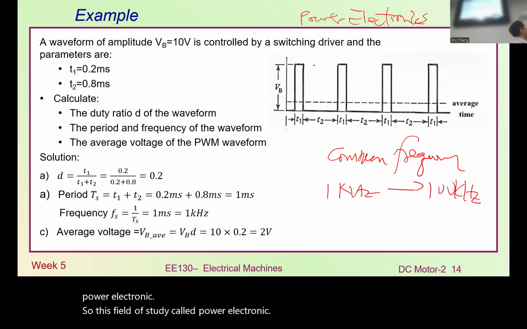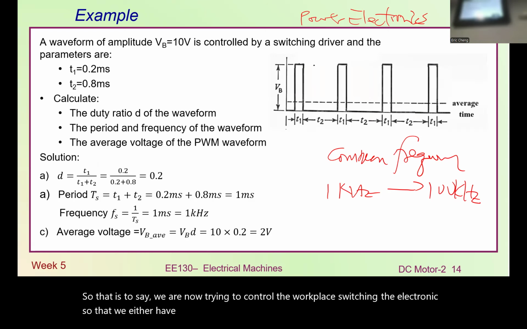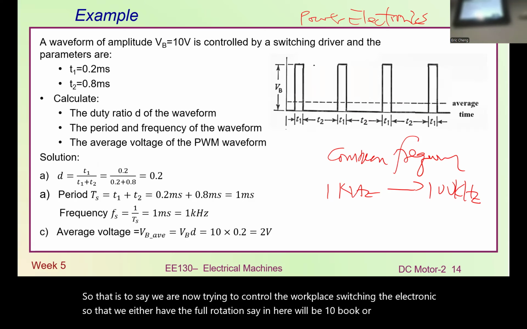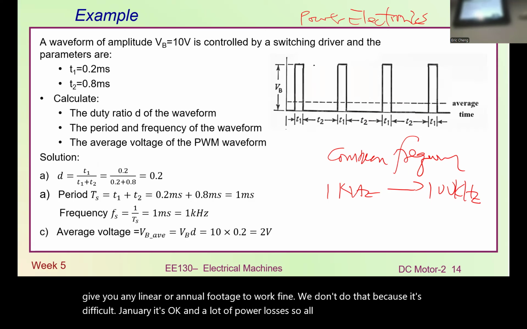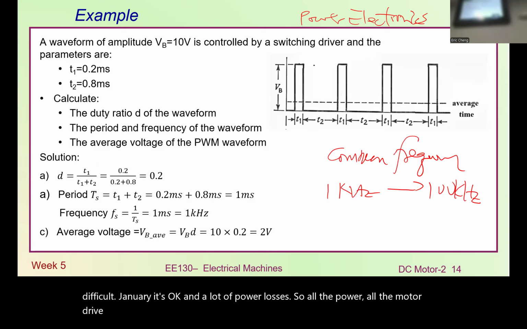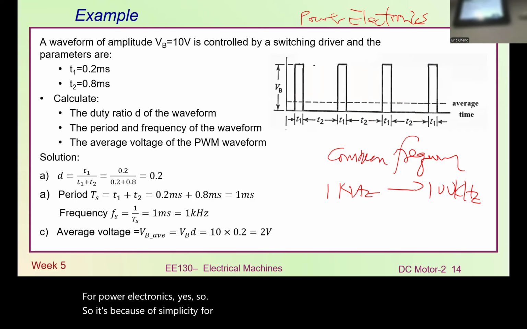So we are trying to control the voltage by switching the electronics, so that we either have the full voltage, say in here 10 volt, or 0 volt. We don't give you any linear or analog voltage in between. We don't do that because it's difficult to generate this voltage and there are a lot of power losses. So all the power electronics and all the motor drive systems use this so-called switching electronics. Yes. So it's because of simplicity in making the drive or the driver.